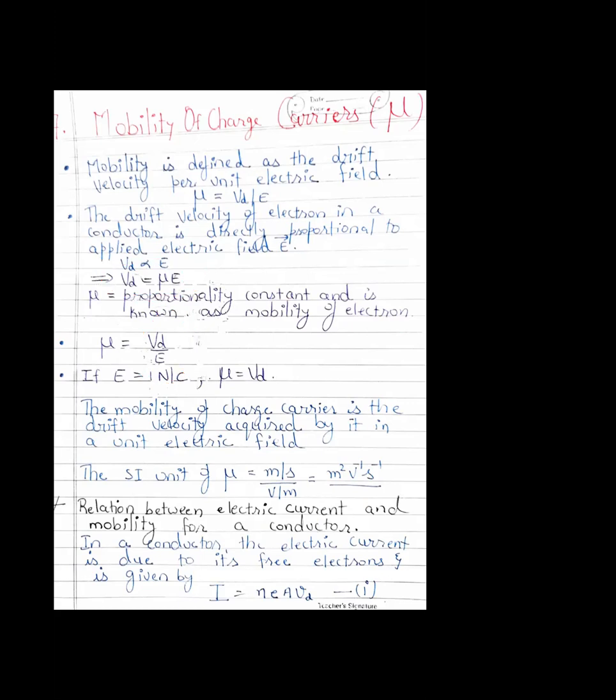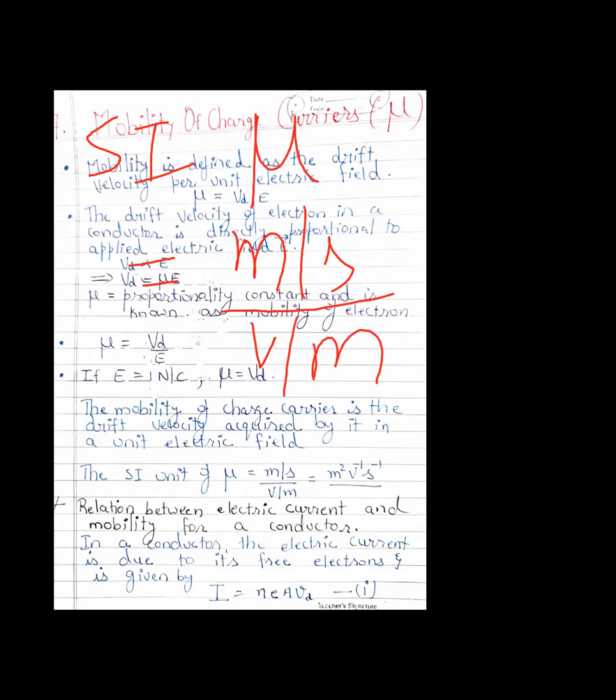Now let us see the unit of mu. The SI unit of velocity is meter per second, because Vd is the drift velocity. For electric field, we know the unit is volt per meter. So the unit of mu, that is mobility, becomes meter square per volt second, right children? This is the unit of mu, meter square per volt per second.